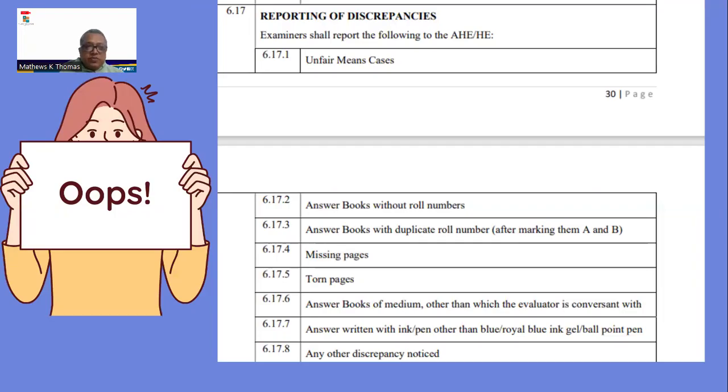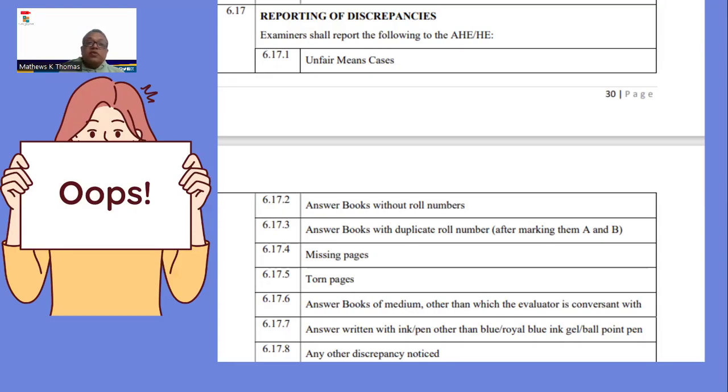If there are any discrepancies, it becomes your moral duty and responsibility to inform your head examiner or the assistant head examiner if you think that the child has used any unfair means. If there are answer books which are torn, or have missing pages. If they have written with any ink other than blue, which was specified in the admit card, if you find a black pen or green or any other color marks, that has to be indicated immediately.